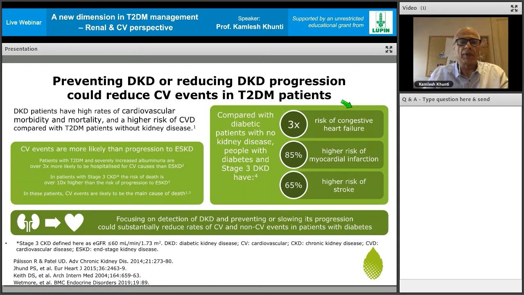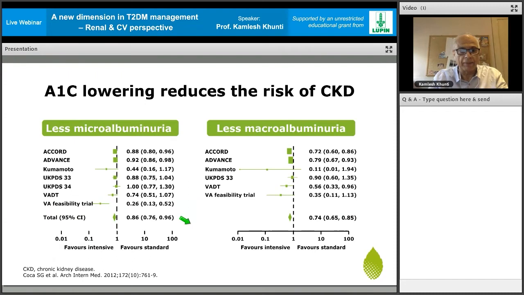Preventing DKD or reducing DKD progression could reduce, as we've said, the cardiovascular events in people with diabetes. As eGFR and microalbuminuria progress, then we get worsening of cardiovascular events and mortality, and this is where we start seeing increased risk of heart failure, myocardial infarction, and stroke. And this is why what we've said about detecting DKD early and preventing or slowing the progression by the therapies that we've just mentioned, that's the mainstay, really.